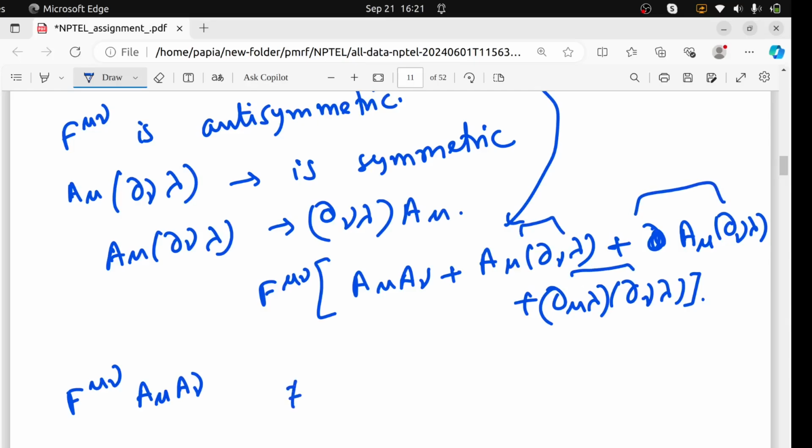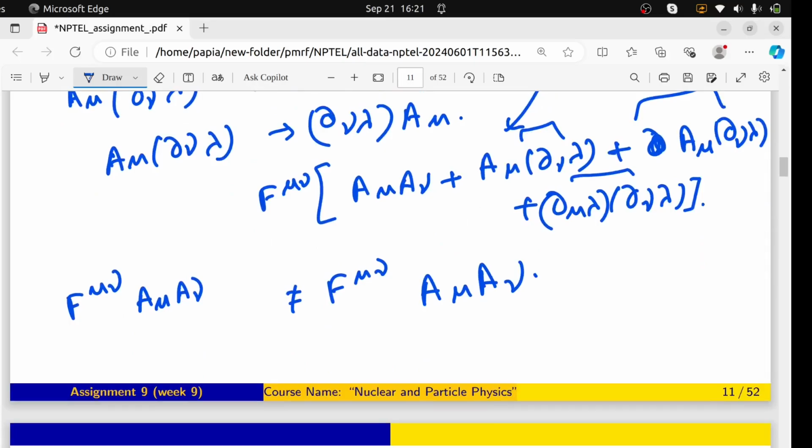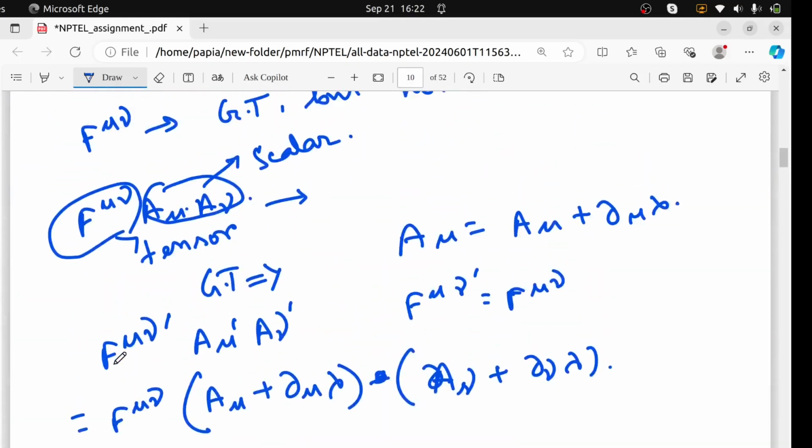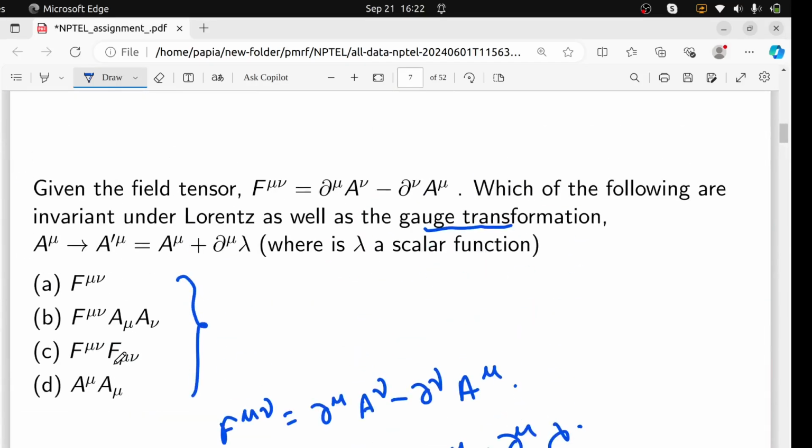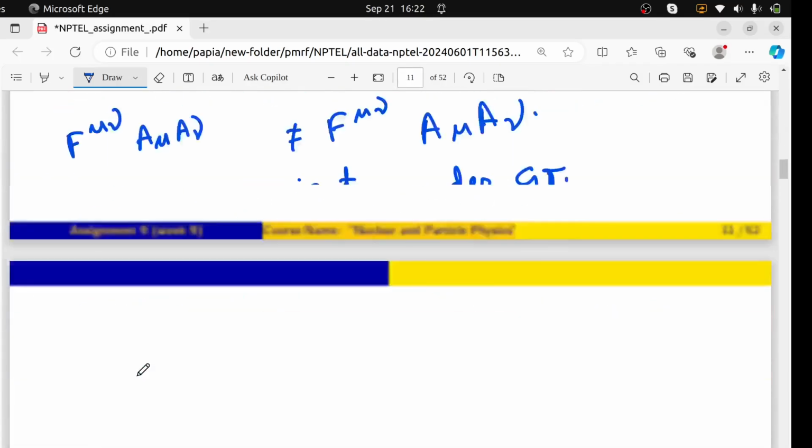So obviously it is not equal to F_μν A_μ A_ν. And as it is not invariant under gauge transformation, we will not check the next one, whether it is Lorentz invariant or not, because gauge invariance is not satisfied. So obviously this will not fit in that question, which of the following are Lorentz invariant as well as gauge transformation invariant. Okay. So now come to the next one, F_μν F_μν.